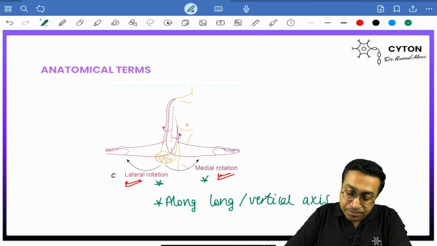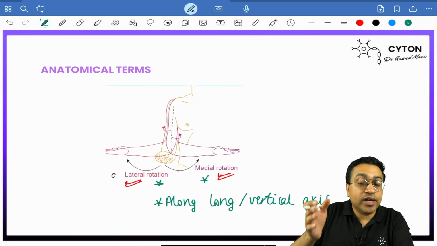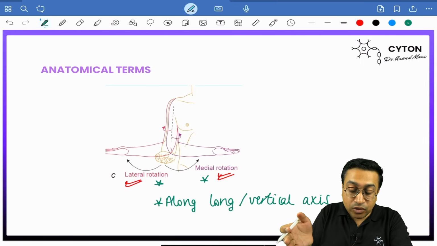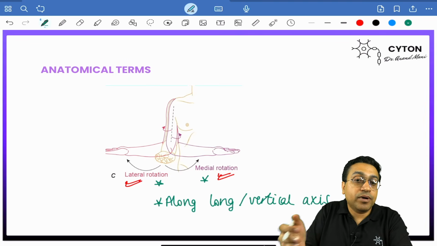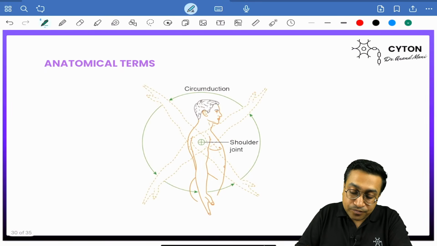So that is the medial rotation and lateral rotation. Inward rotation to make the anterior surface of the part face medially, and lateral rotation would be outward rotation to make the anterior surface of the body part face laterally. So that would be the medial and the lateral rotations.